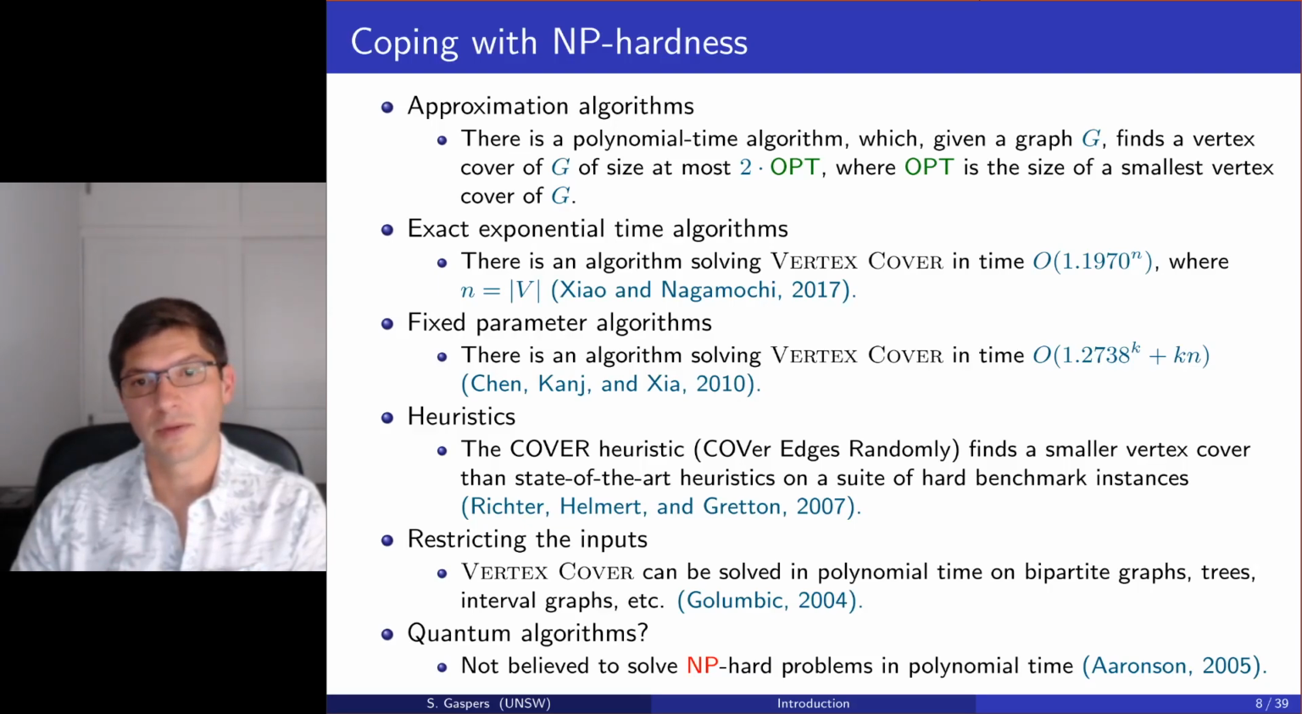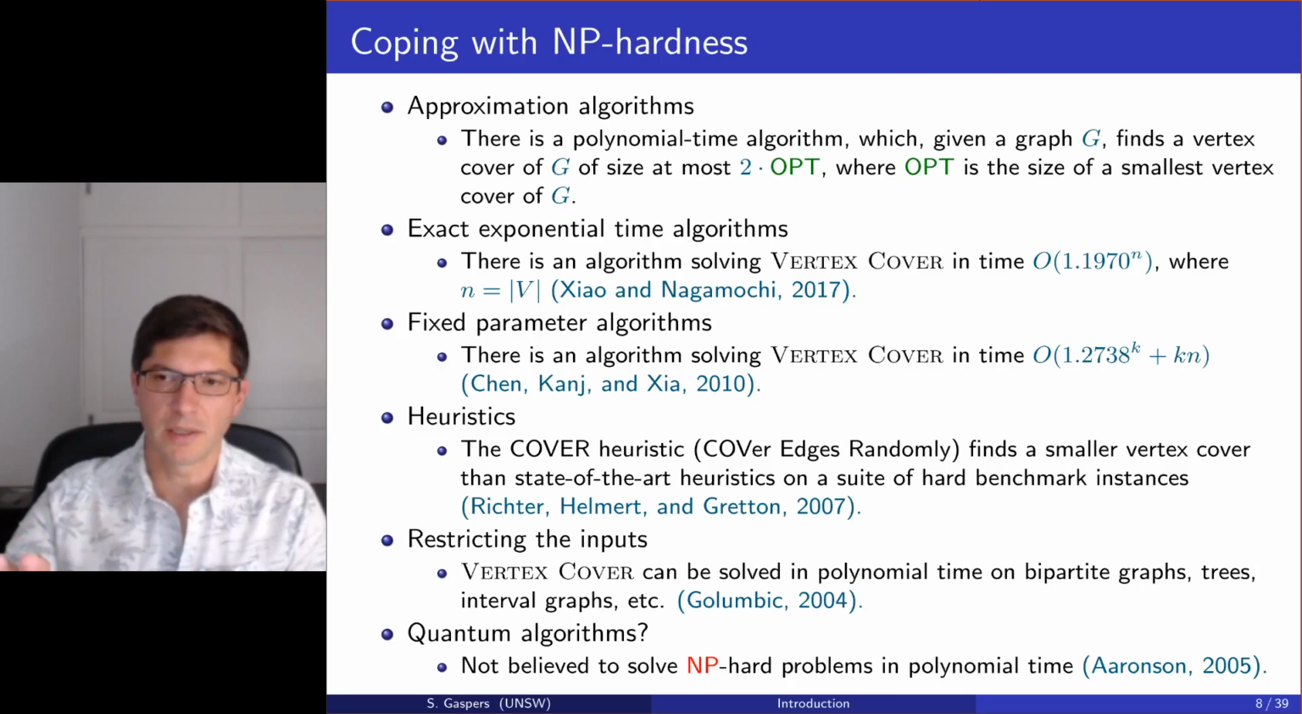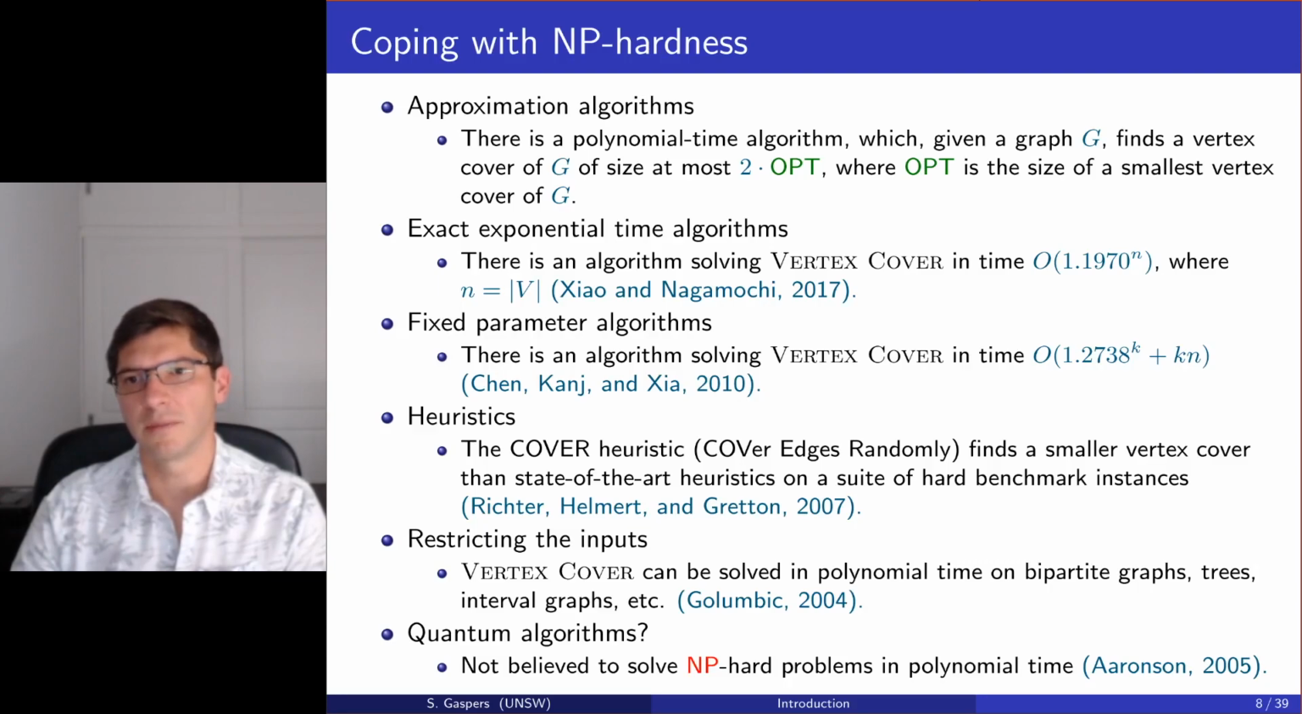There are also fixed parameter algorithms. Here we still have an exponential running time, as you see here. It's 1.2738 to the power k plus something polynomial. But notice that the exponential part only depends on k. If we just look at the exponential part, the size of the instance doesn't appear. I forgot to mention n is of course the number of vertices of the graph.